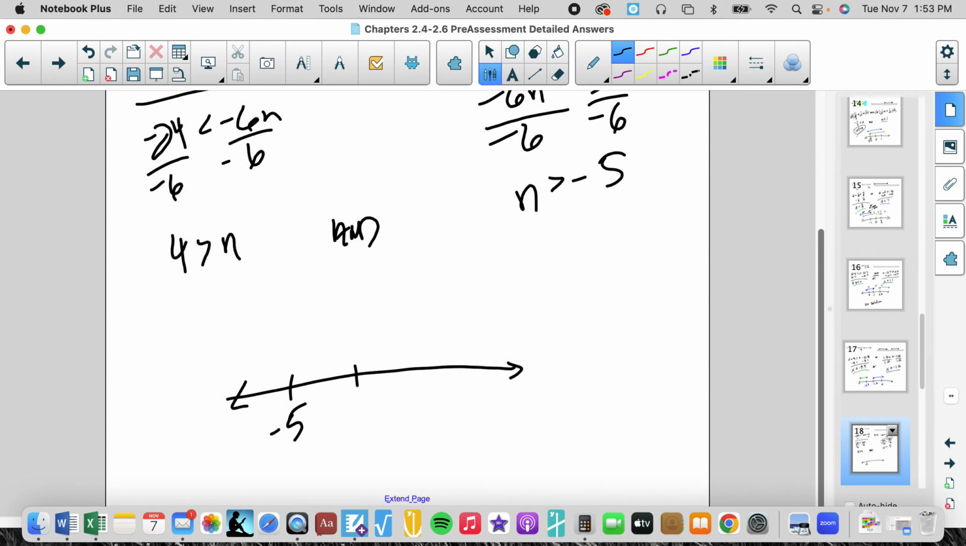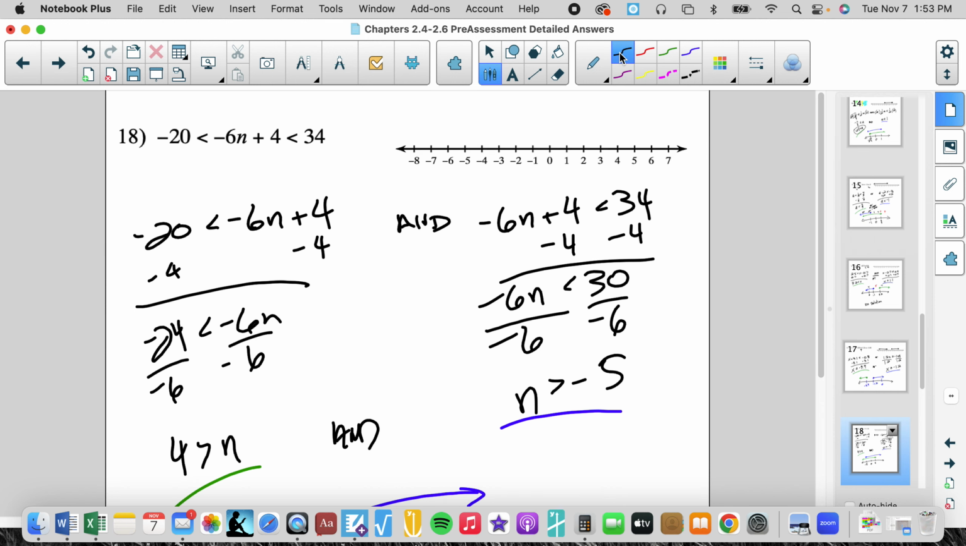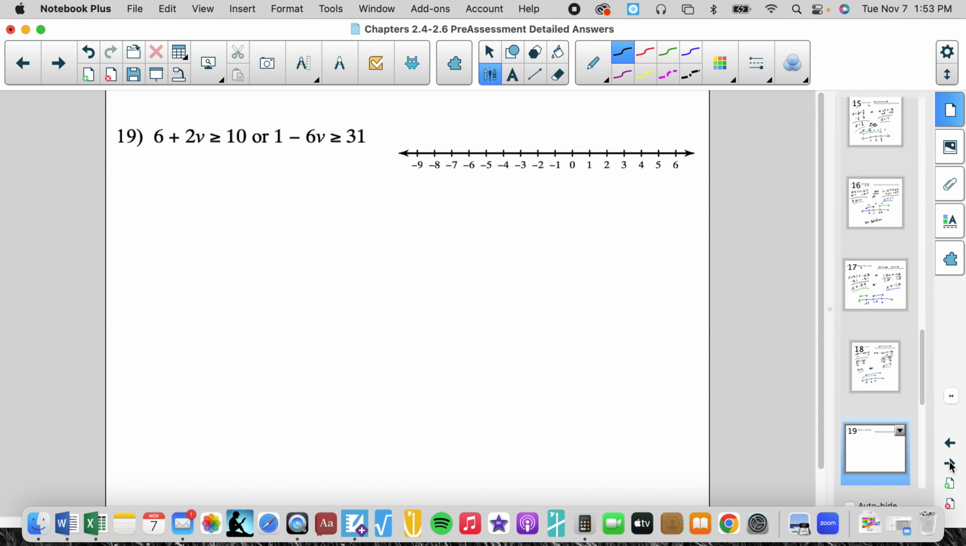Negative 5, 0, 4. This is going to be n is less than 4, open circle. This is going to be n is greater than negative 5. So negative 5 and 4, negative 5, open circle, all the way to 4, open circle. Good. Not done. All right, practice, baby, practice.